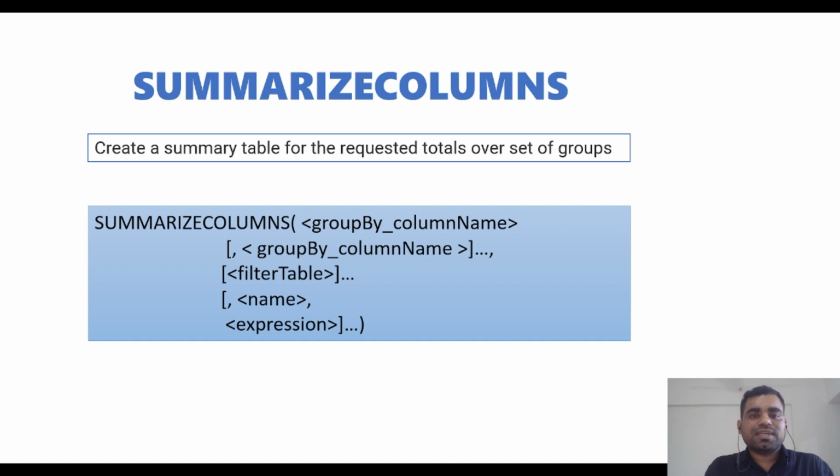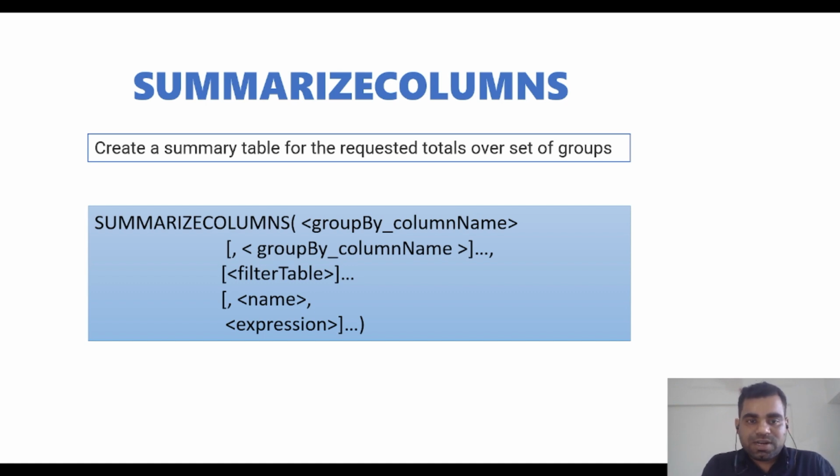Now if you can see the syntax here, with SUMMARIZECOLUMNS, basically we are passing column names, the group by column names. Then we can give one filter statement here. Then for creating a new column, the name and then the expression. So what is the difference? Here we are not using a table.